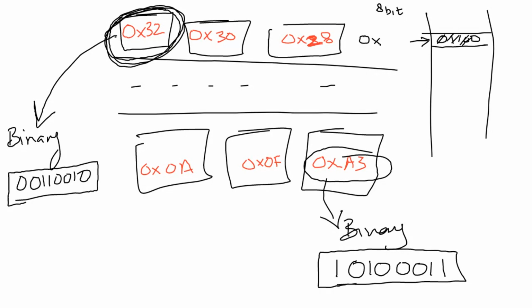How many bits do we need to represent this address? 8 bits. 1, 2, 3, 4, 5, 6, 7, 8. Yes. And how many bits do we need to represent this address? 8 bits. So if you have an 8-bit system, then you have a memory like this.